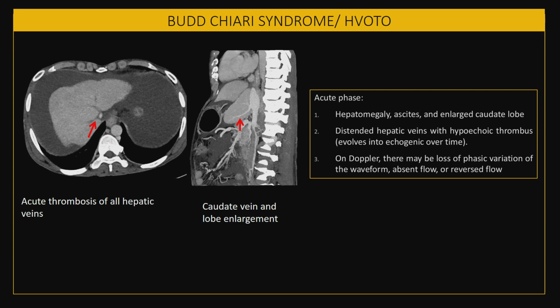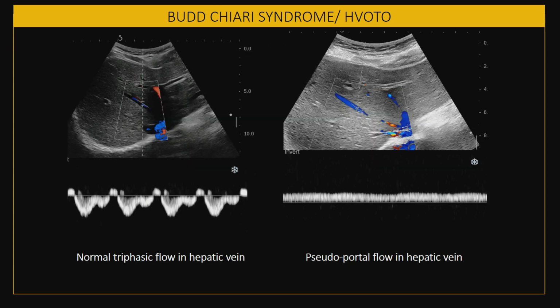And what do we assess on the Doppler? There may be a loss of phasic variation, absent flow, or reversed flow. For that, we have to know what the normal flow in a hepatic vein is. So this is how a normal triphasic flow looks in a hepatic vein. It's hepatofugal, and you can see it in the systole as well as diastole. This is the triphasic flow.